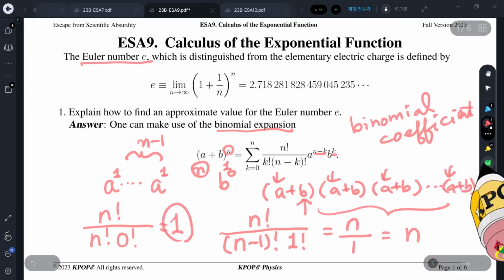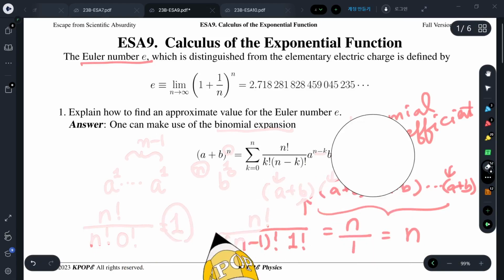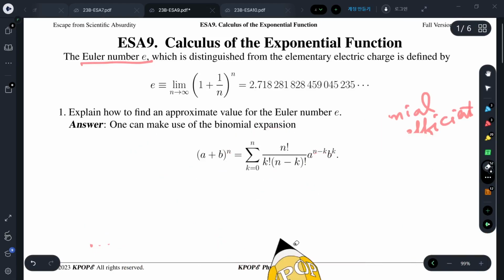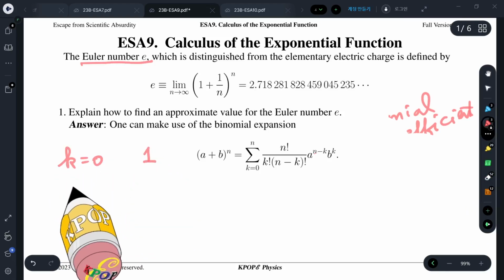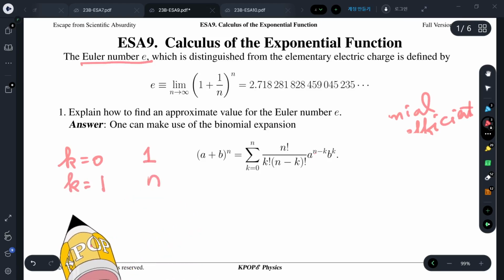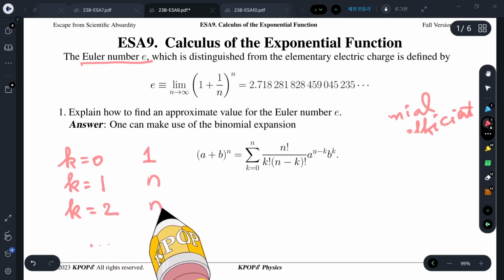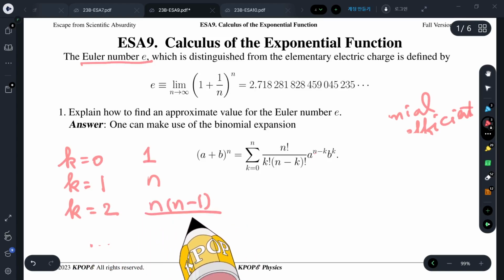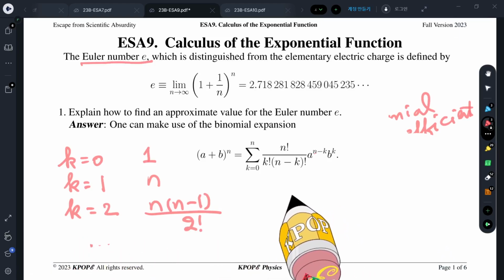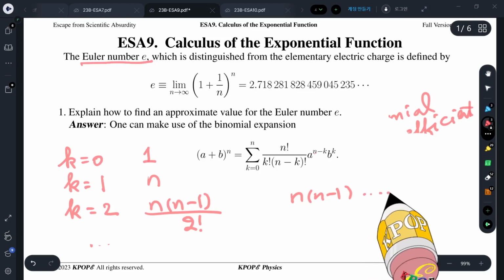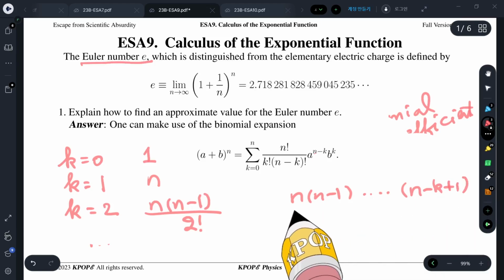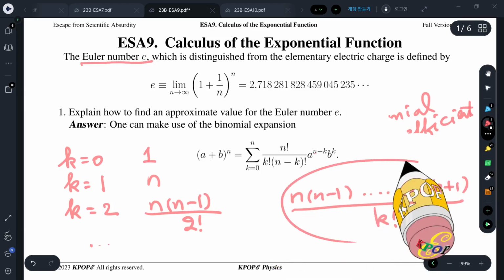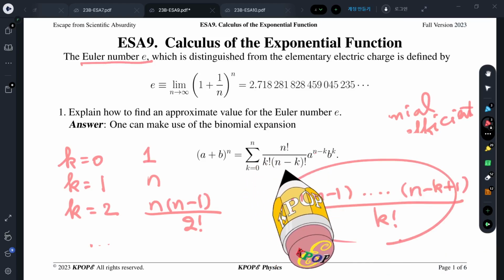In this manner, the binomial coefficient can be simplified. When k equals 0, it is 1. When k equals 1, it is n. When k equals 2, we have n times n minus 1, divided by 2 factorial. And in general for k, it is n times n minus 1 up to n minus k plus 1, divided by k factorial. In this manner, we can determine the coefficients.